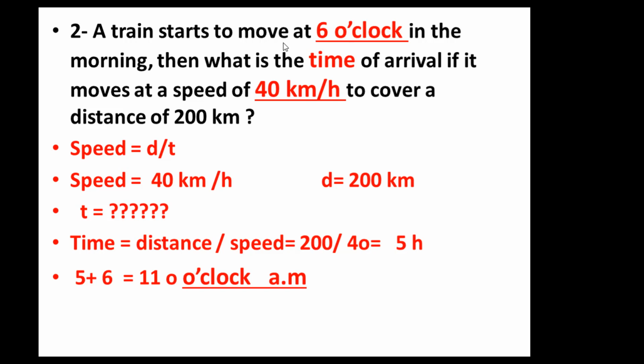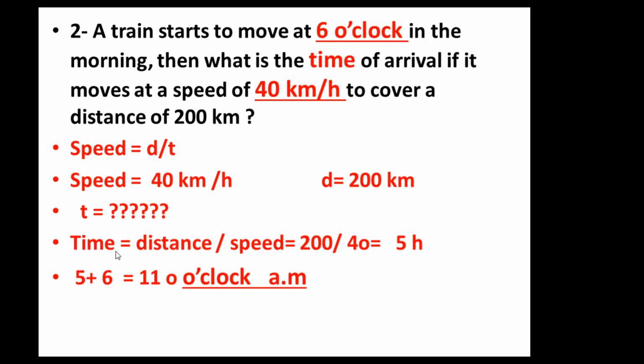Calculate the time. A train starts at 6 o'clock by speed 40 km per hour and travels 200 km. When does the train reach its end? Speed equal distance over time. Now I need to calculate time. Equation of speed: speed equal 40 km per hour, distance equal 200 given in the problem.